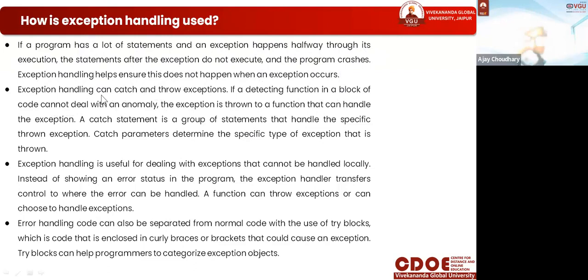Exception handling can catch and throw exceptions. In a block of code, we use a catch block and a throw block, and they help us prevent these kinds of errors, where code cannot deal with an anomaly. Anomaly means we have one or more of these errors. The exception is only one kind of error that affects our program. The exception is thrown to a function that can handle it.